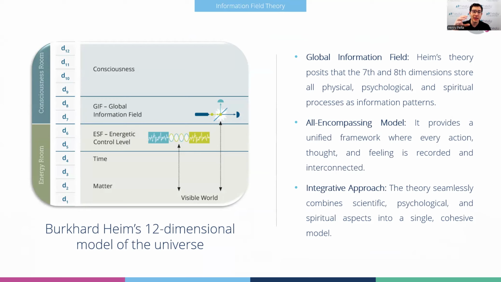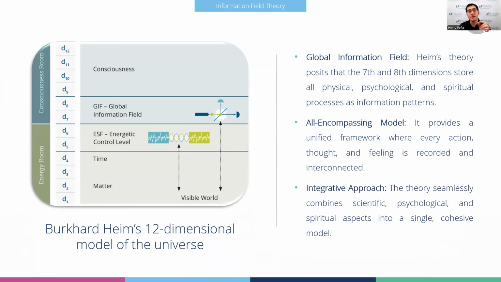So you have 6 at the bottom and 6 at the top. The ones at the bottom have to do more with the material or physical world as we know it. And then the other 6 layers have to do with the consciousness room, which has to do more with the spiritual and also the psychological aspect of things, right? So it's things that are not really material.